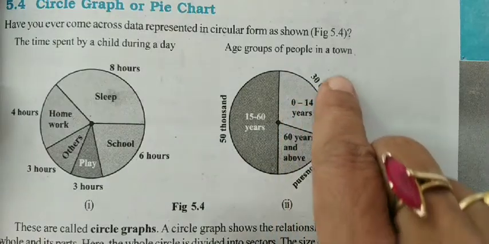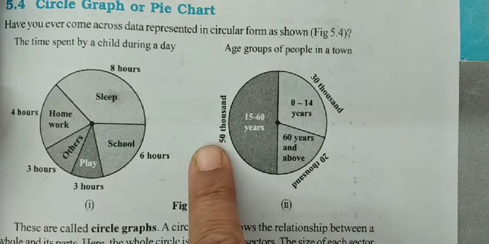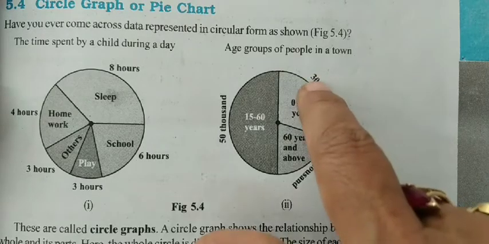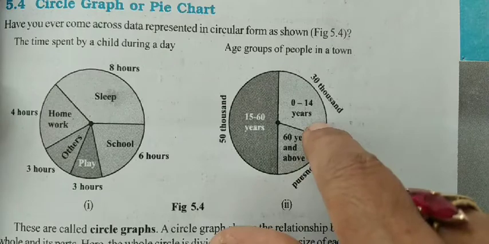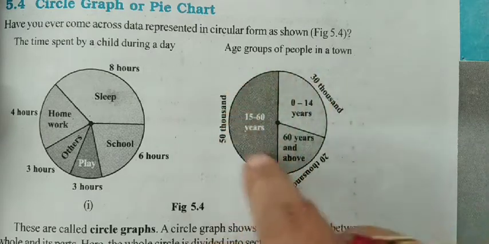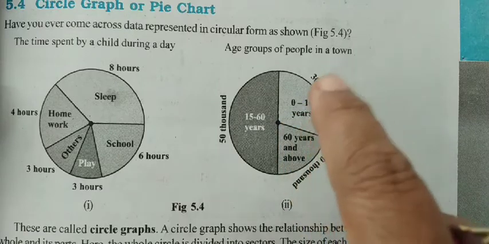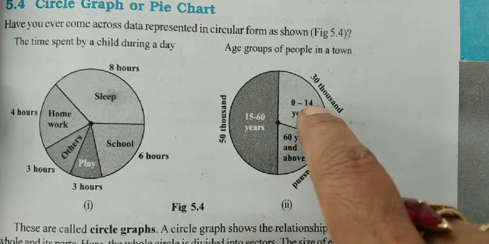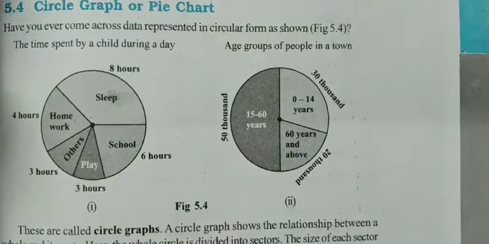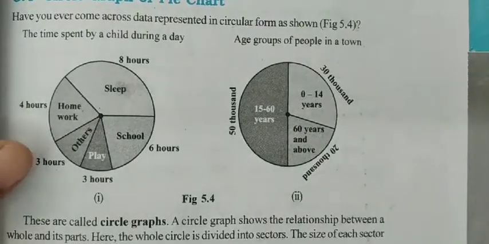Here what will you do? Total population you will count. 30 plus 50, 80, 80 plus 20, it's 100. Whole circle, if you consider degree wise, is 360. 360 means 100%. Is that clear? And if you have to calculate the proportion for the age group between 0 to 14, then what will you do? You will calculate it as 30 divided by 100 and you will get 3 by 10.